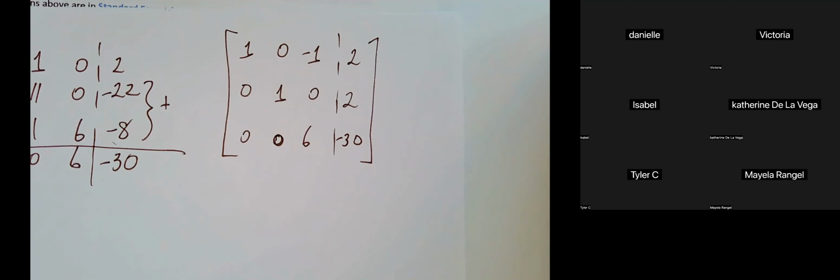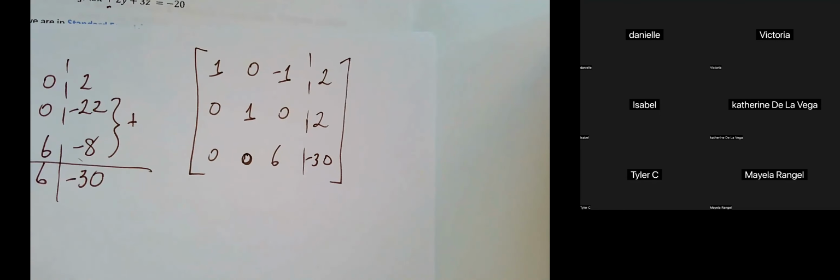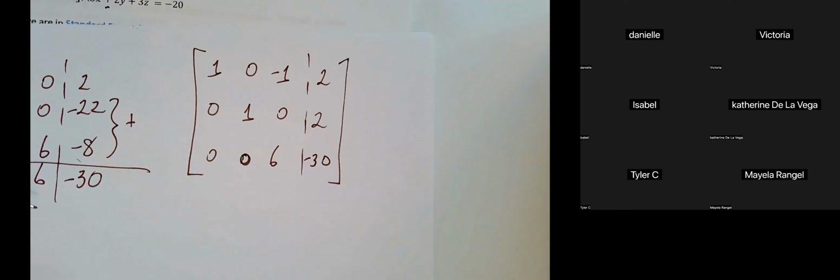The 6 and the -1 have to be zeros. And then the middle one has to be, wait, no. The 6 has to be a 1, and the other 2 have to be a 0. That's right, exactly right. And how can we make the 6 into a 1? Multiply by 1 over 6. Exactly right.